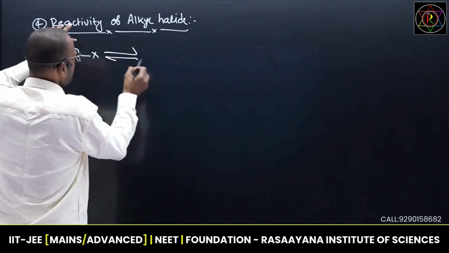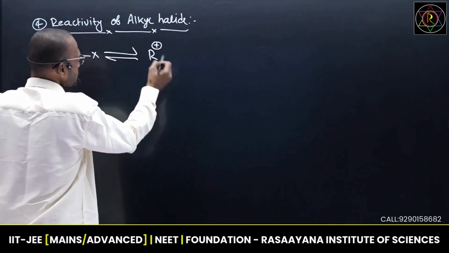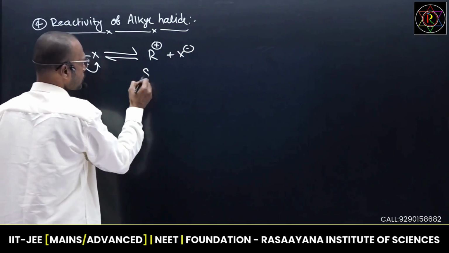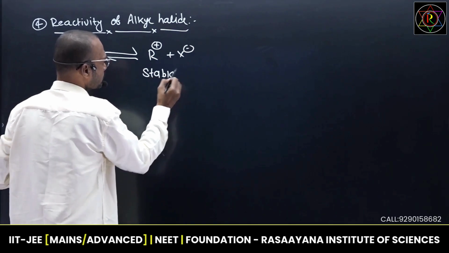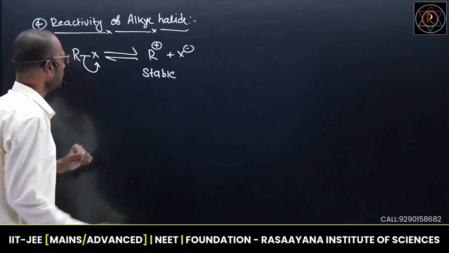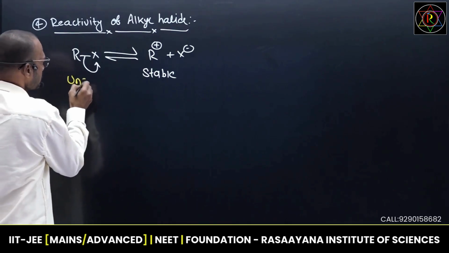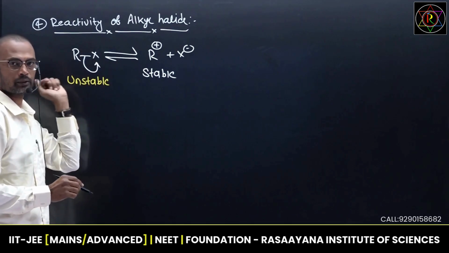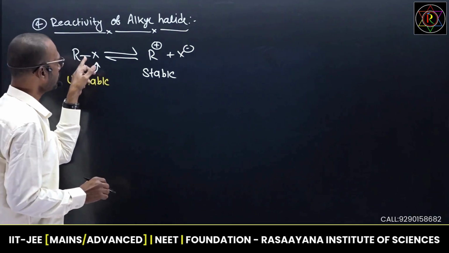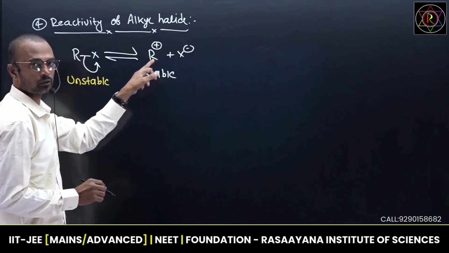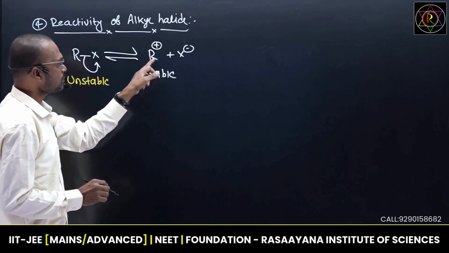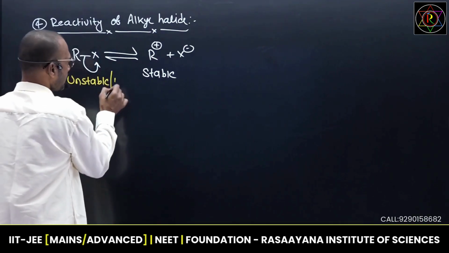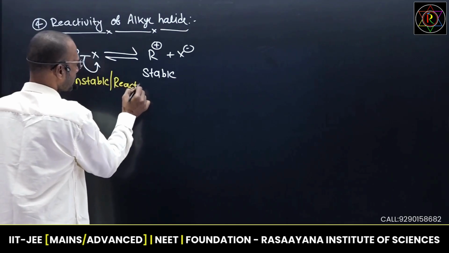Now this reactivity depends upon the carbocation stability. So after breaking this bond, now see, this is found to be stable. Suppose if carbocation is stable, this bond is unstable, meaning the molecule is highly reactive. Unstable is nothing but highly reactive. If you are breaking this bond very easily, it is giving a stable cation. If it gives a stable cation, we can break it very easily, it becomes unstable. Unstable is nothing but reactive, highly reactive.